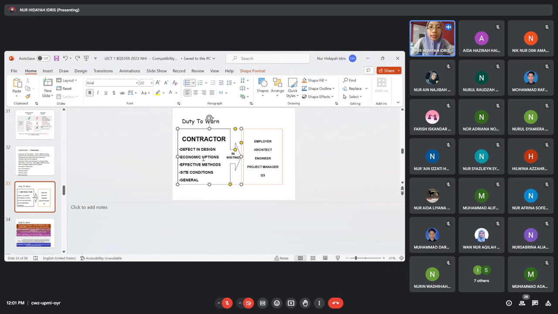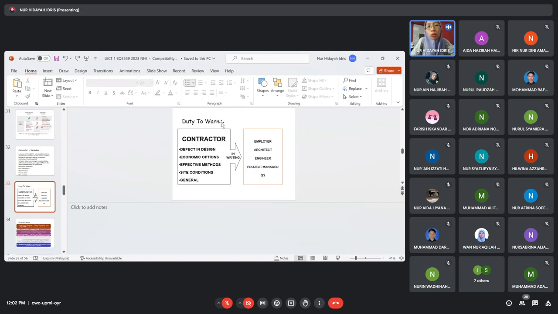Okay, and then dia juga akan deal dengan economic options. Why instead of use this method, kenapa tak guna this method? Ataupun if you use this method, basically it will cost you lower. Kalau kita guna this method or this tool, this equipment, this plant, akan cost you lower as compared to whatever yang engineer or architect suggested or recommended. Or effective methods. Okay, why don't you use this method instead of this method? So this method lagi effective and cepat. Okay, and then lagi steady dia punya connection. And then site condition. Oh, site condition ni actually instead of using RC PAL, kita kena guna span PAL. Or general in everything and anything.